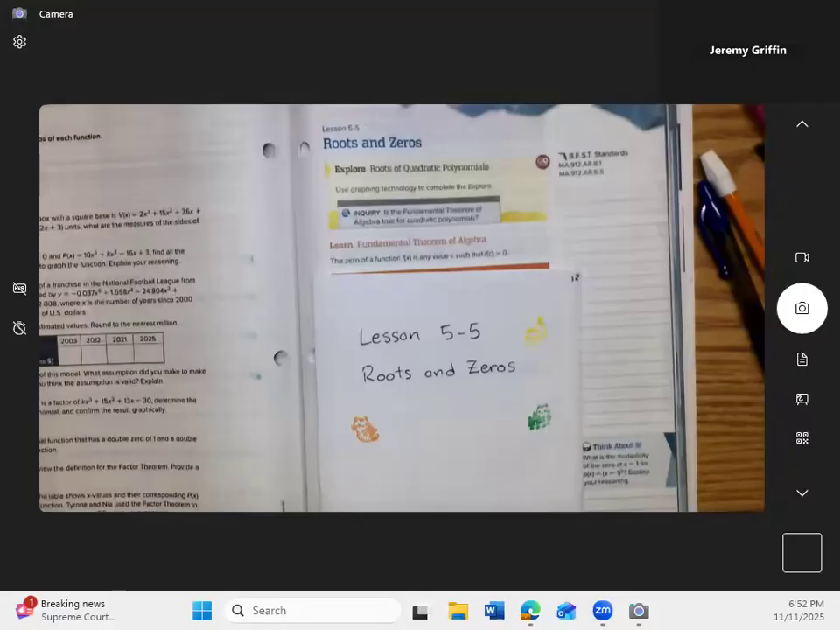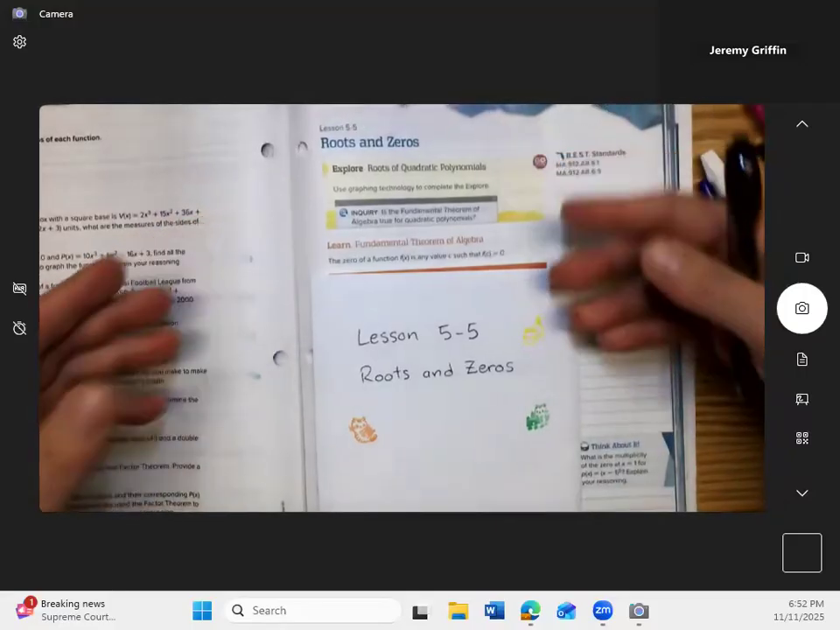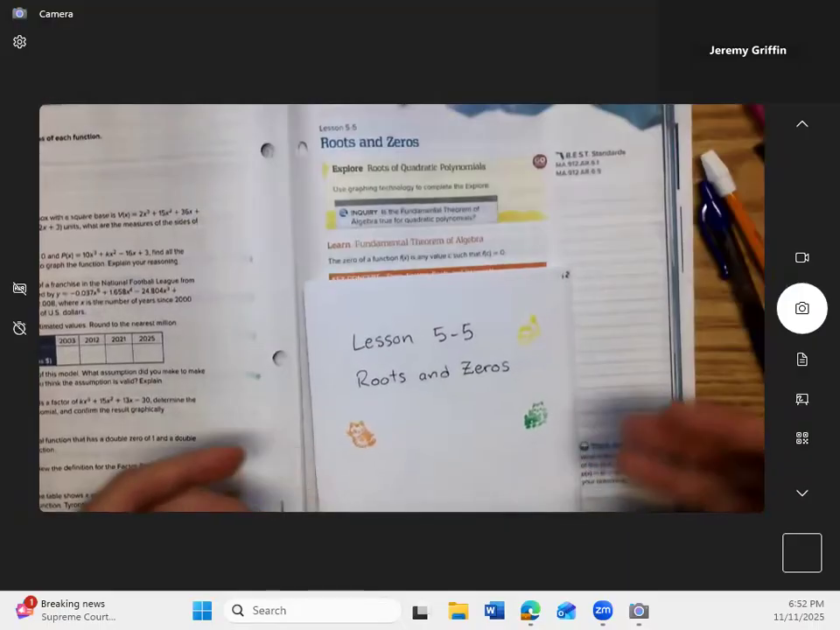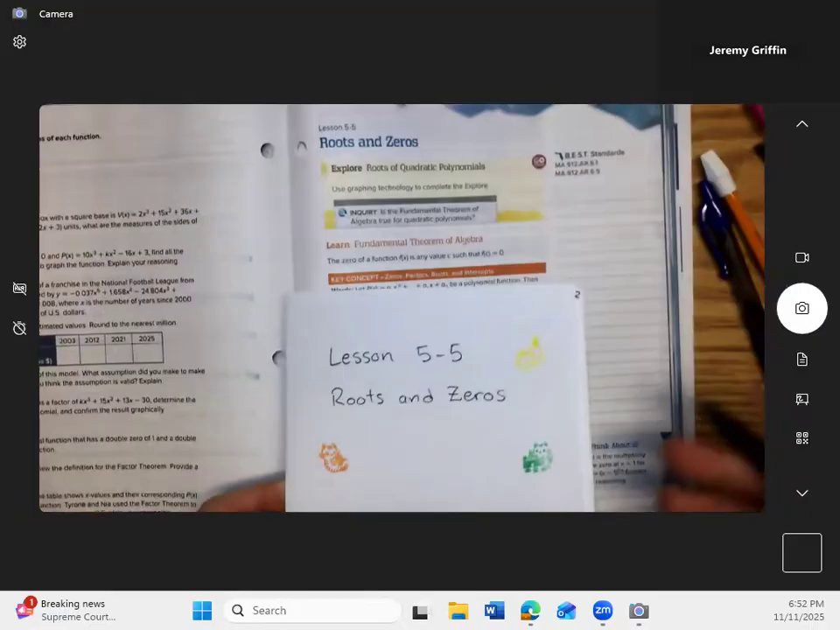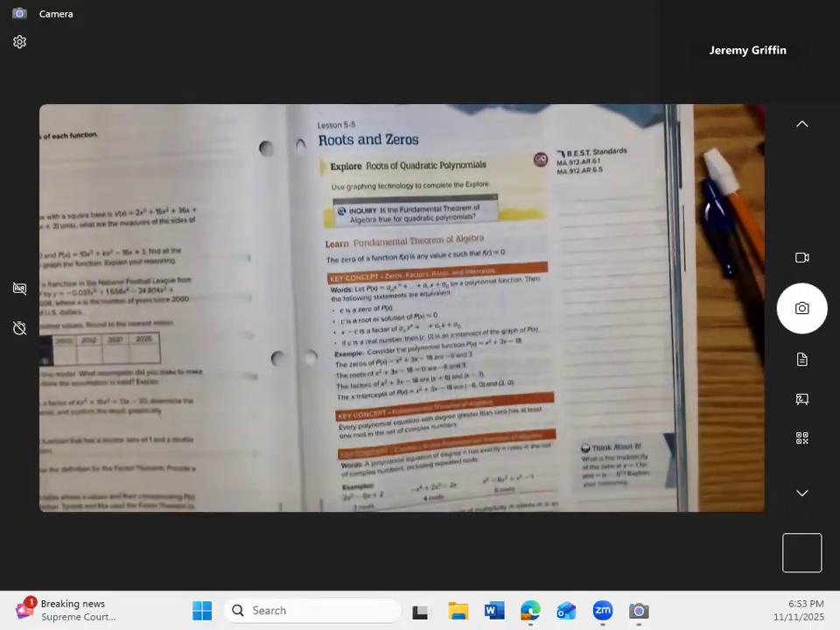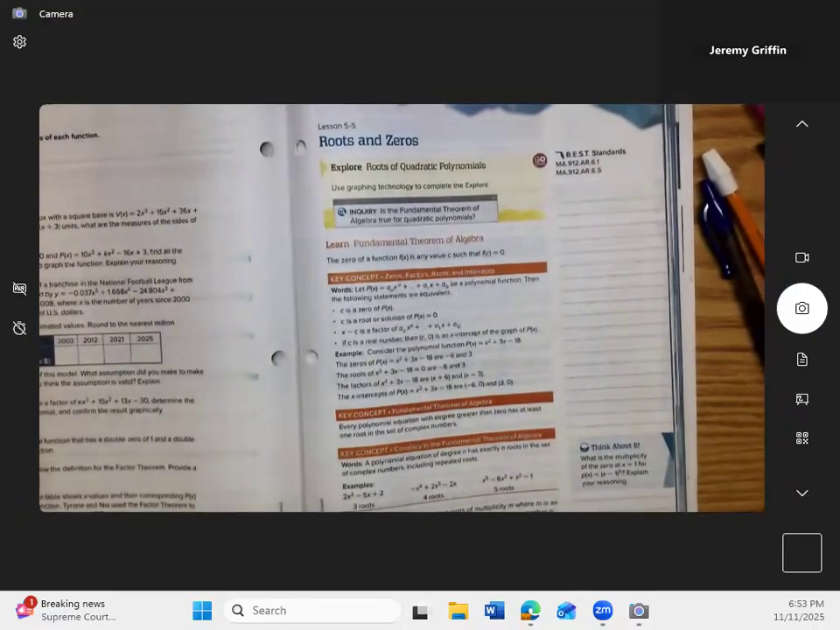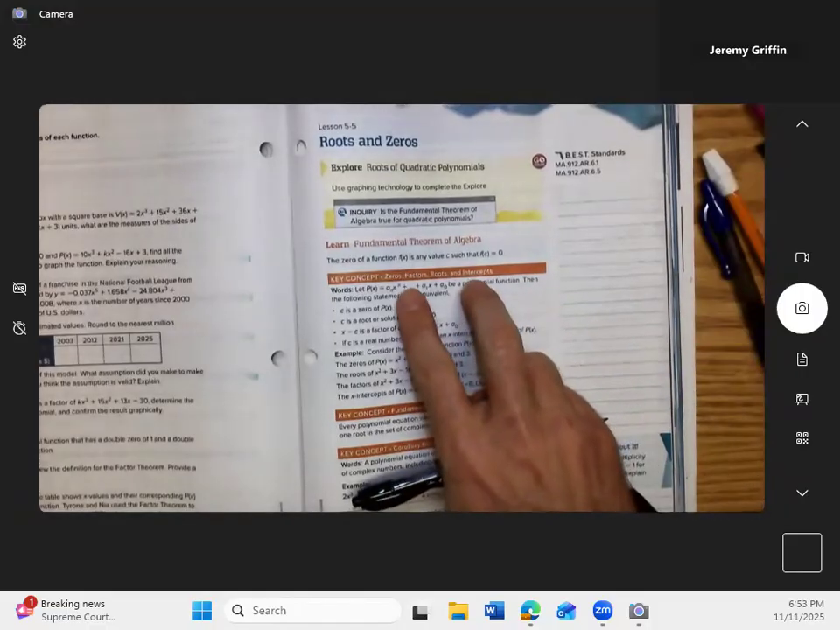Lesson 5.5, roots and zeros. So we're talking about x-intercepts. How do you find x-intercepts in a polynomial equation? If you know what those x-intercepts are, how can you use that to make a graph? Also some rules related to roots, zeros, x-intercepts, all the same idea.